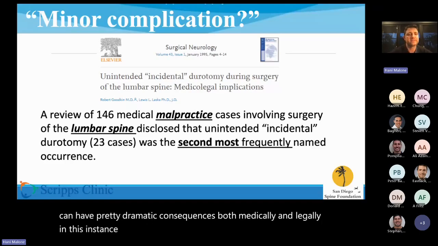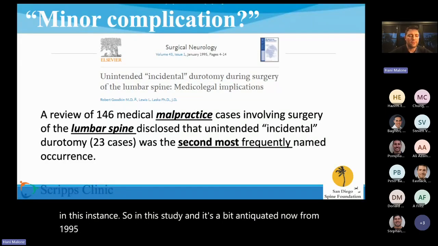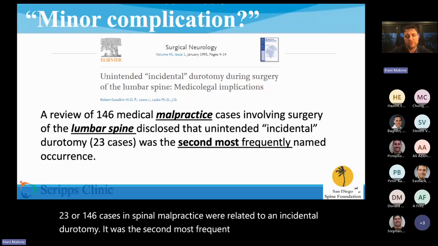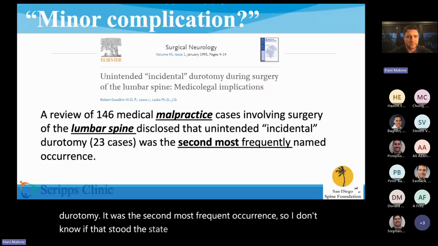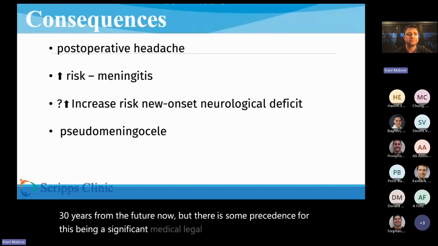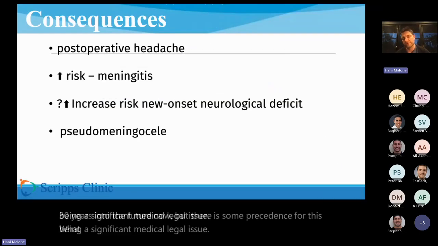In this study, and it's a bit antiquated now, it's from 1995, about 23 of 146 cases in spinal malpractice were related to an incidental durotomy. It was the second most frequent occurrence. I don't know if that's stood the test of time, I mean, it's almost 30 years into the future now, but there is some precedent for this being a significant medical legal issue. What are those consequences?